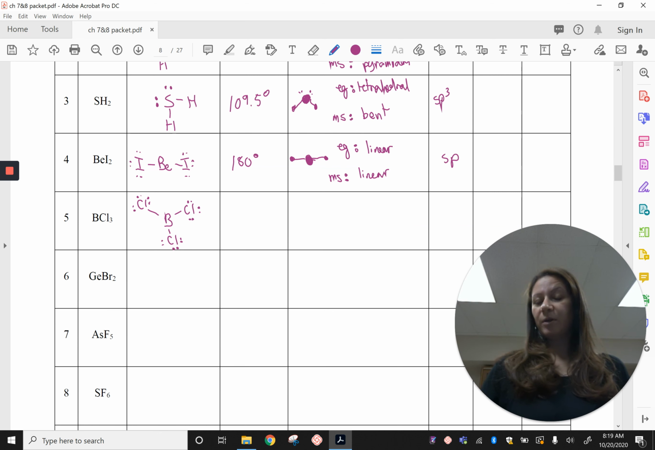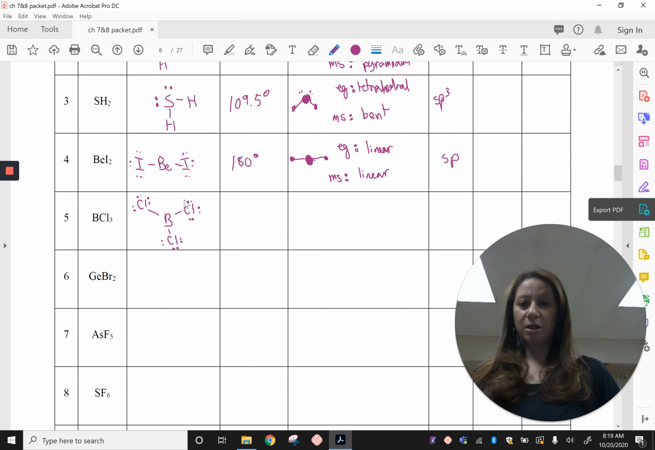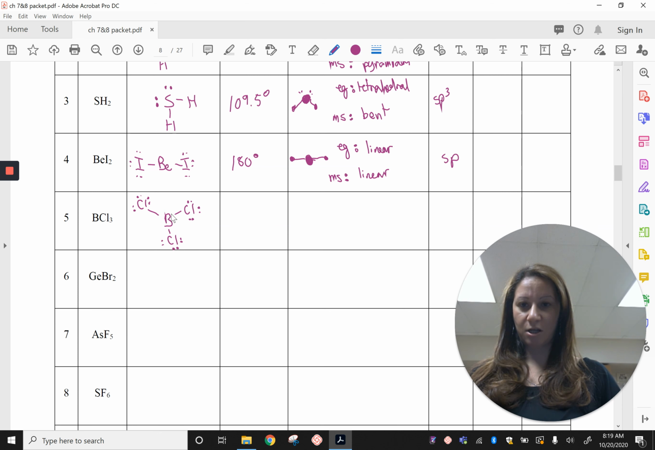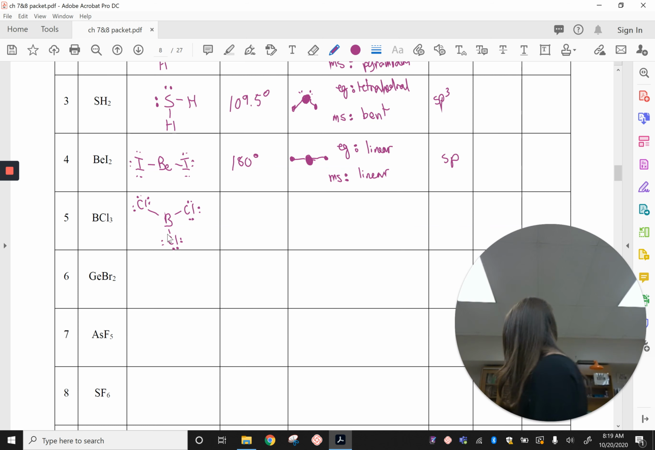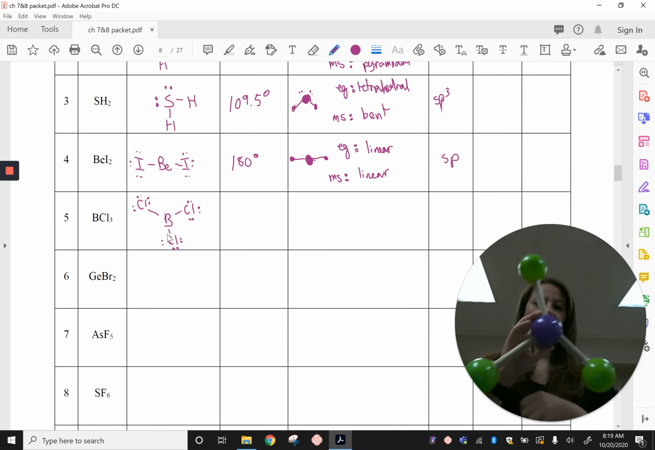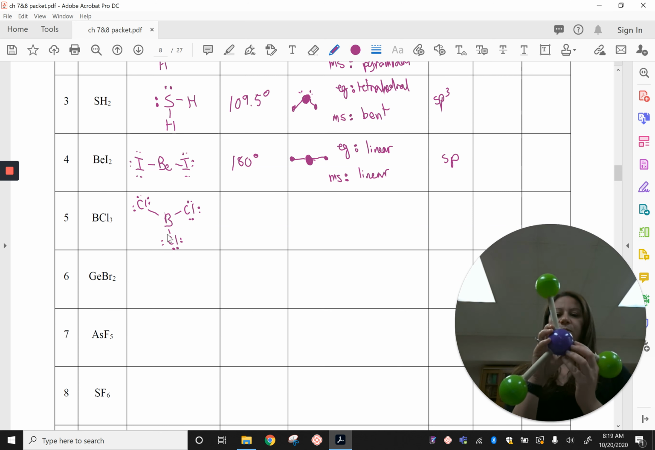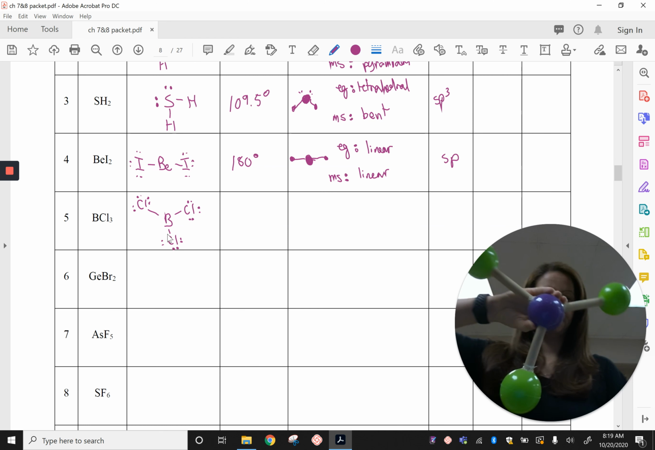So you count how many areas of electrons are around your central atom. It looks like there are 3 areas of electrons. Here's an area, and here's an area. So again, with your marshmallows, stop the video and try to put 3 things as far away from each other as possible. And this is what you should get. 3 things as far away from each other as possible. Looks like a peace sign or a Mercedes logo.